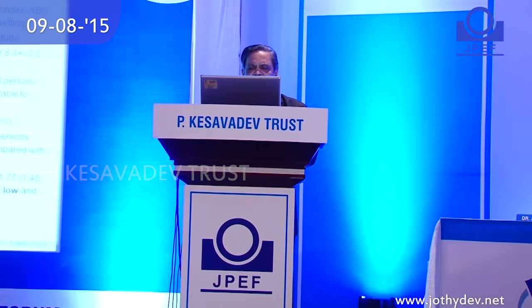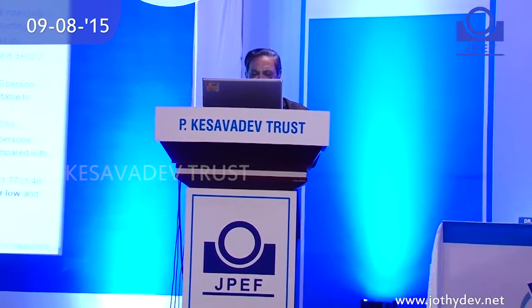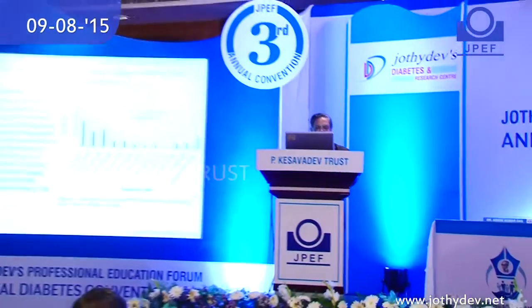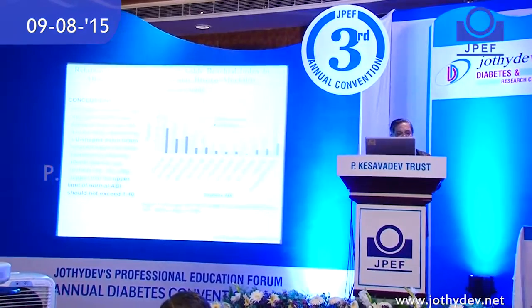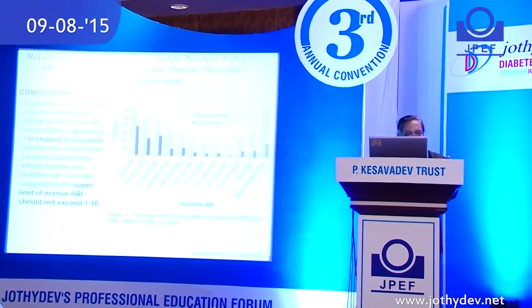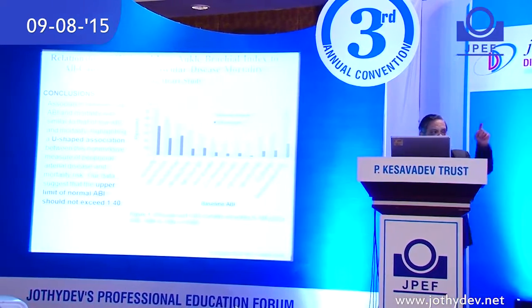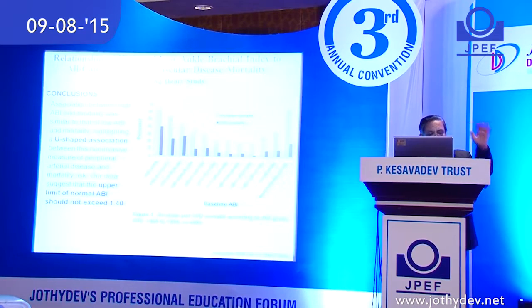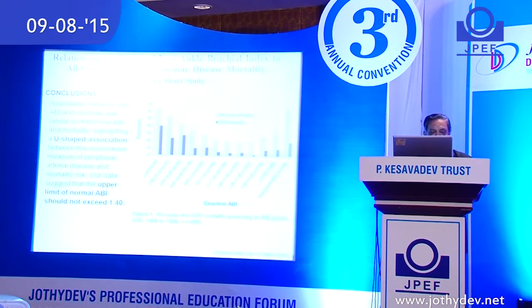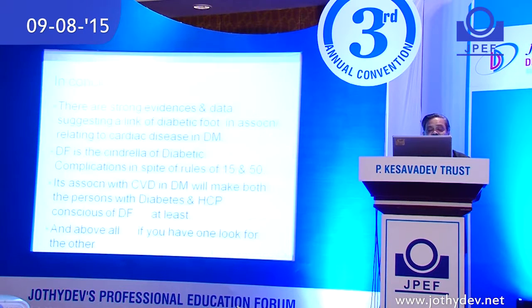I will not go into the details of it. Now, the Strong Heart Study, and then I have finished. It is a very famous study. The association between high ABI and mortality is similar to the association between low ABI and mortality. So there is a U-shaped association, but more often with low ABI. Therefore, the upper limit of the ABI should not exceed 1.4, and below 0.9 it is possibly an indicator.